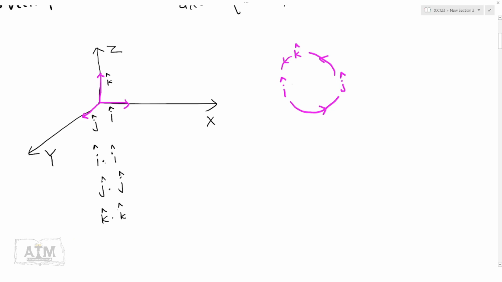So i cap dot i cap equals the magnitude of i cap multiplied by the magnitude of i cap multiplied by cos theta. The angle between both the i vectors is 0 because they are directed in the same direction. The magnitude of i cap is 1, so 1 into cos 0, and cos 0 equals 1. So 1 into 1 into 1 equals 1.